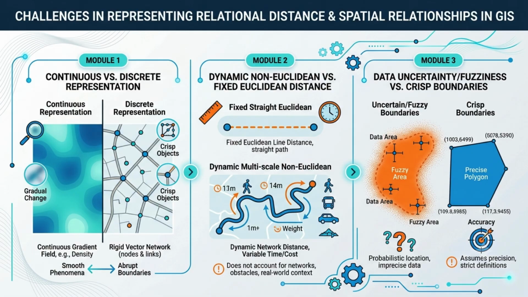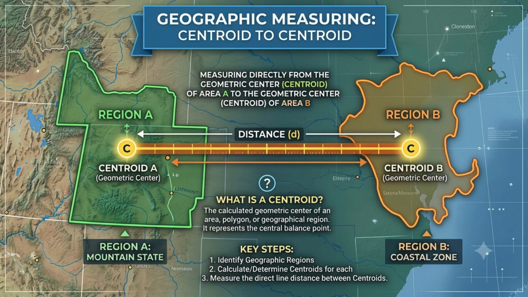A lot of legacy software defaults to measuring centroid to centroid distance. It finds the exact mathematical center point of polygon A, finds the center point of polygon B, and measures the straight line between them. It is computationally very cheap and fast. But logically, it can be completely absurd.